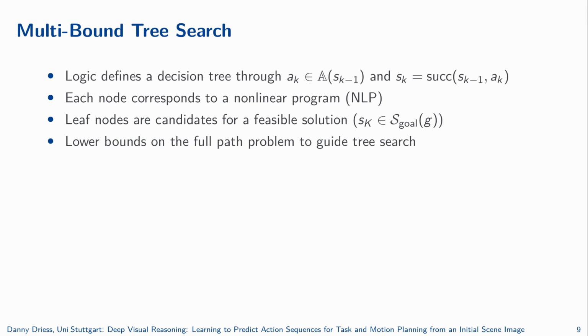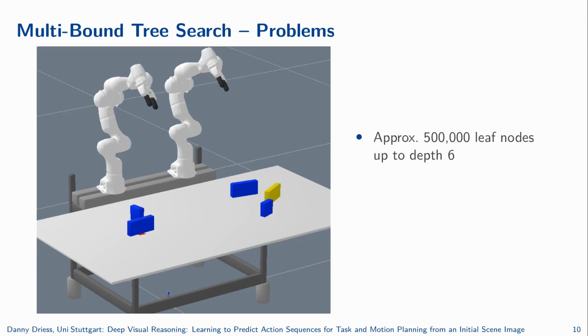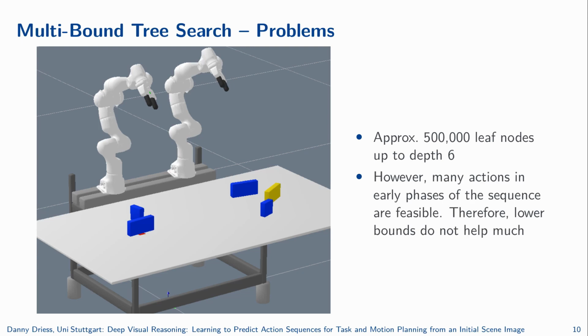So far, LGP relied on lower bounds, which are simplified trajectory optimization problems, to guide the search. However, if we remember the scene from the beginning, there are about 500,000 leaf nodes here. And the problem is that many actions in early phases of the sequence are feasible, therefore the lower bounds do not help much.